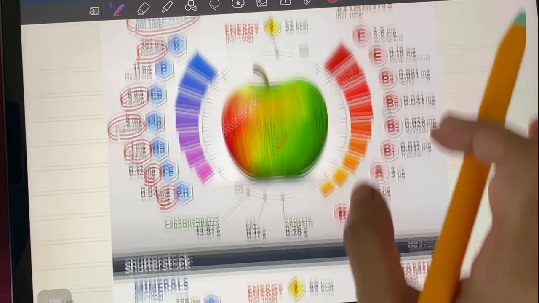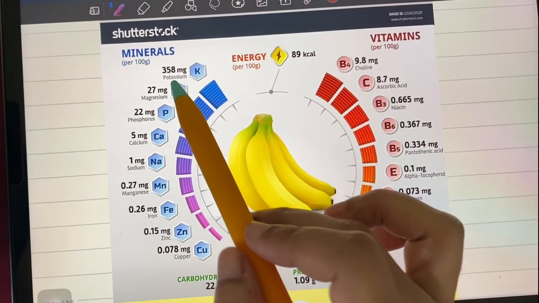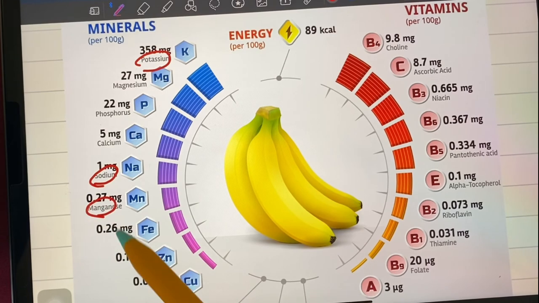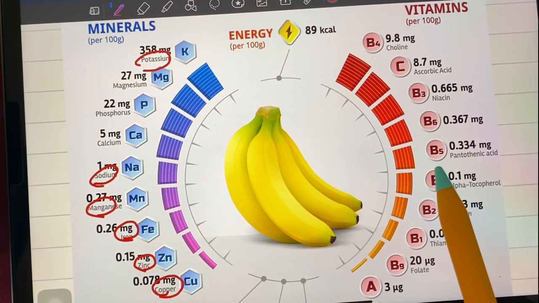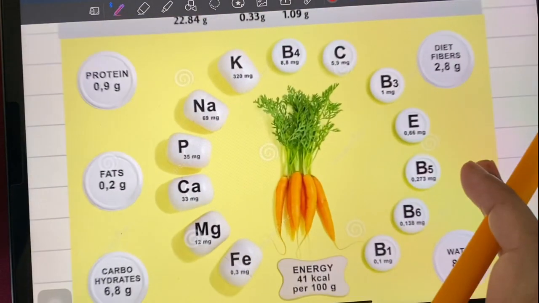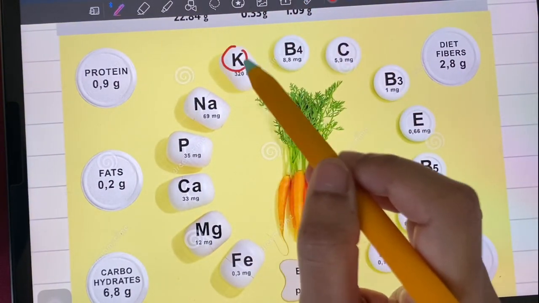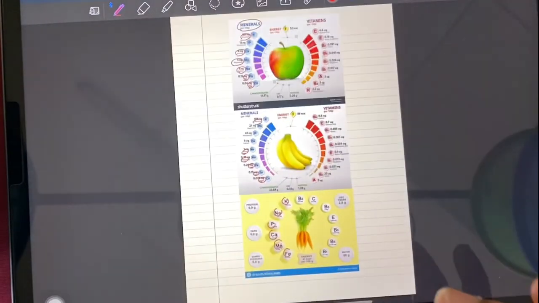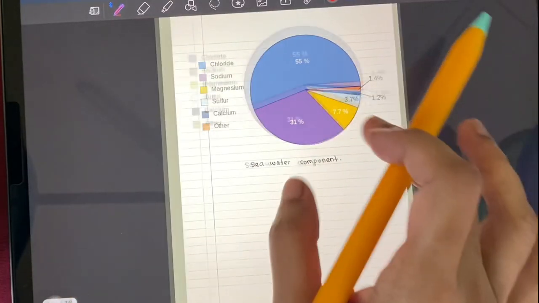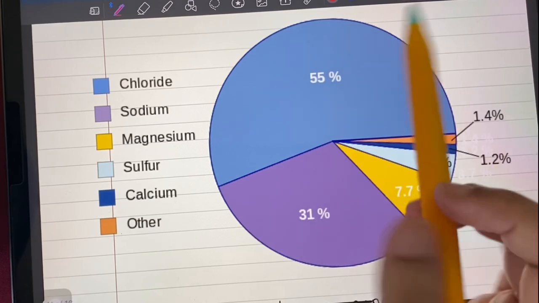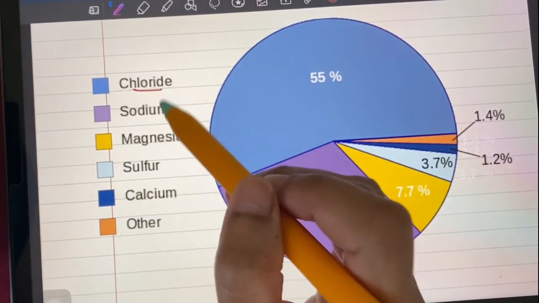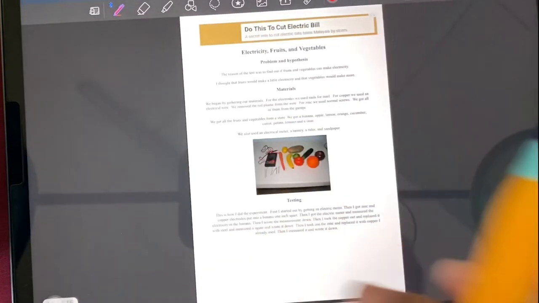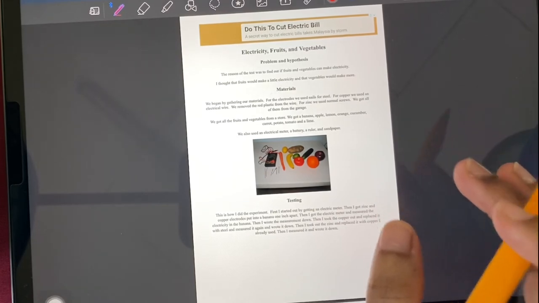This is an apple. Now, banana is also the same. Banana has potassium, magnesium, calcium, sodium, manganese, iron, zinc, copper inside. So banana also has minerals. Carrot also has potassium, sodium, phosphorus, calcium, magnesium, iron. So plants, fruits and seawater can act as electrolytes. This is a seawater component. As you can see here, we have chloride. Chloride is an ion. Sodium, magnesium, calcium, and so on. So seawater, plants, fruit and vegetables can produce electricity.